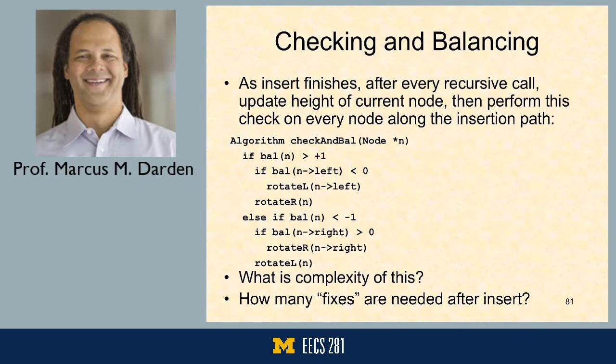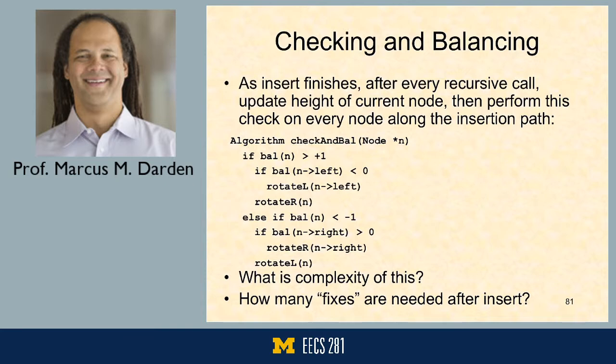This is a part of insertion. So as insertion is finishing, after the recursive call. The recursive call is, hey, I need to insert this, but it's less than me, so I'm going to insert this into my left child. That's the recursive call. When that call returns to the calling function, the calling function, which said insert into my left subtree, is going to do this before I return to the parent that called me. That's this check and balance.